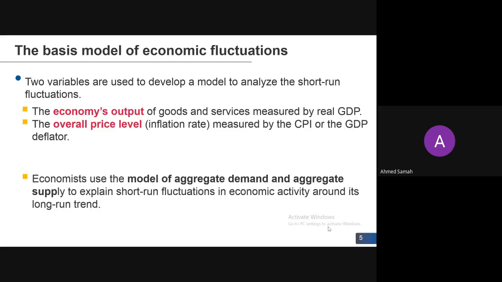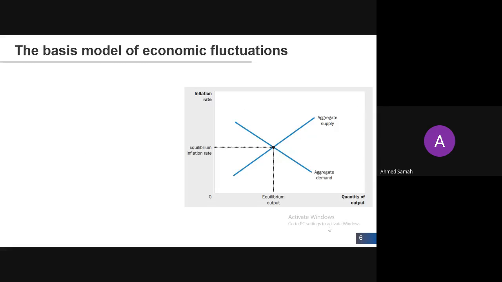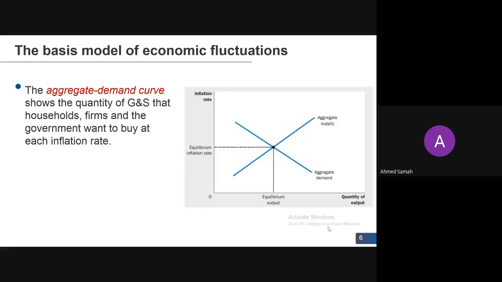So economists use the model of aggregate demand and aggregate supply to explain short-run fluctuations in economic activity around its long-run trend. So potential output is beyond the fluctuations. To explain this, we use the ADAS model. So the aggregate demand curve shows the quantity of goods and services that households, firms, and the government want to buy at each inflation rate.